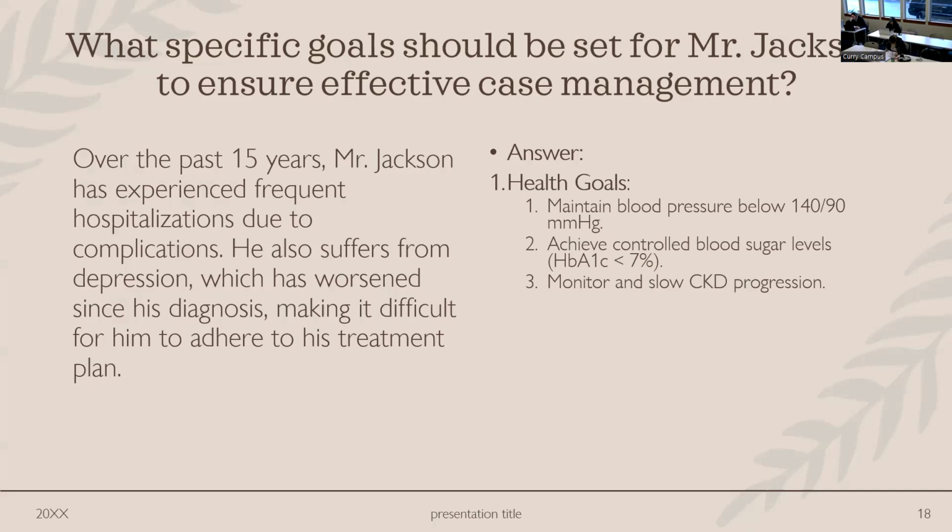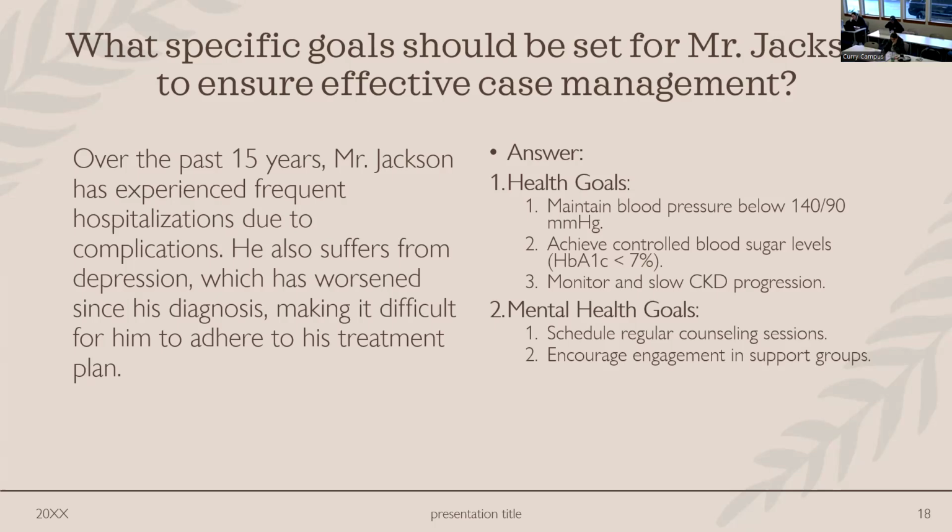So some health goals would be to maintain blood pressure and hopefully a little bit lower than that, achieve controlled blood sugar levels, hemoglobin A1C of under 7%. That's just a kind of a long range on how they're controlling their blood sugars, and monitoring and slowing chronic kidney disease progression. And then we mentioned mental health issues. So scheduling regular counseling sessions and encouraging engagement and support groups.